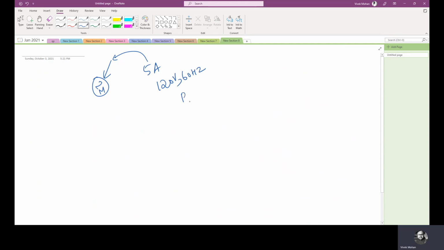The power factor of the motor is given as 65%. Find the active power absorbed by the motor. How will you find it? First, we will find the apparent power. What is the apparent power drawn by the motor in this case?